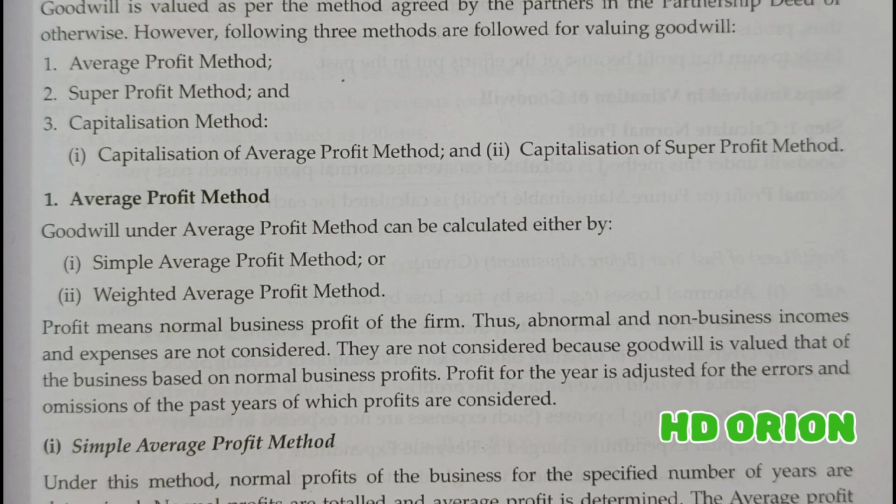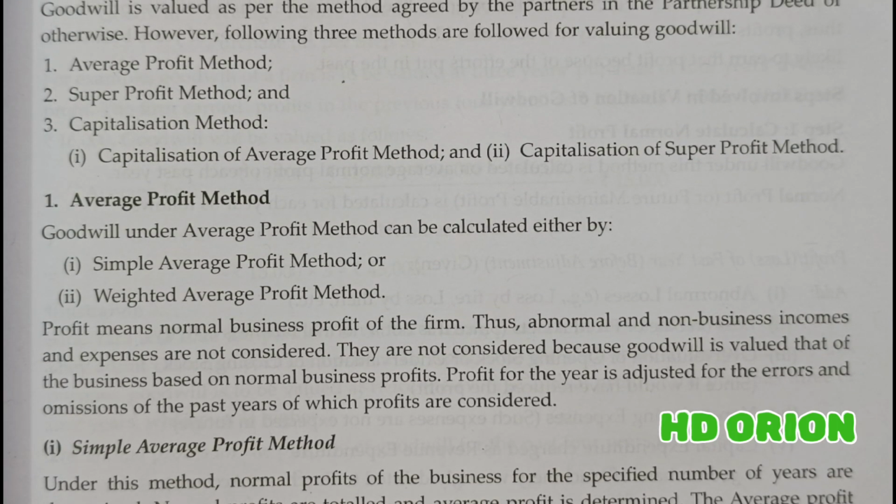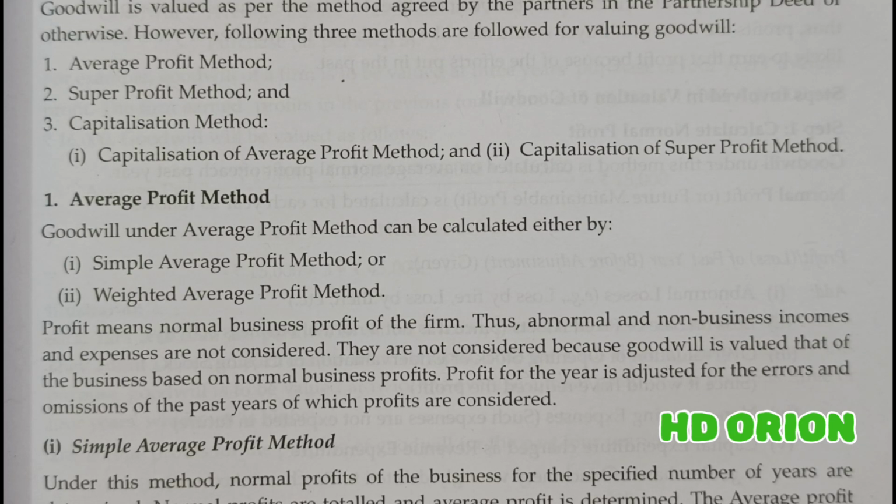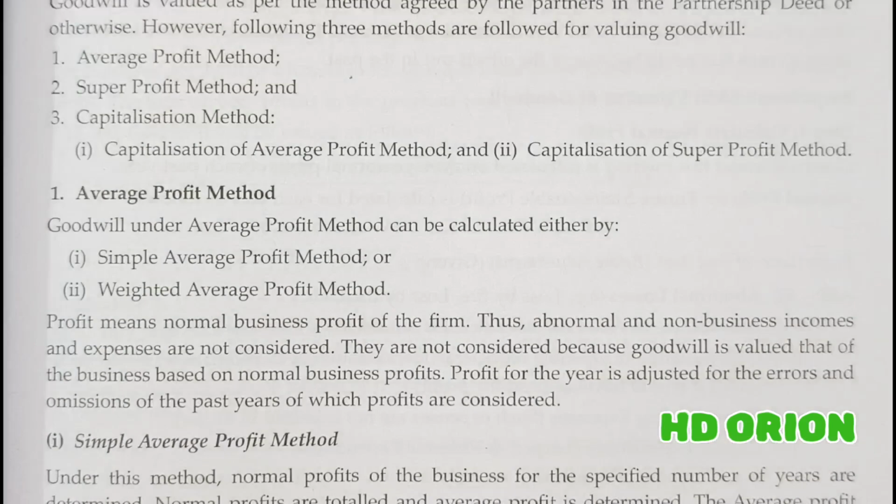So when we are calculating goodwill by the average profit method, the previous few years' profit is taken into consideration, but normal profit is taken. Abnormal incomes or abnormal losses are to be eliminated from the year's profit, so that we get the true assessment of the earning capacity of the business, based on which goodwill will be evaluated.